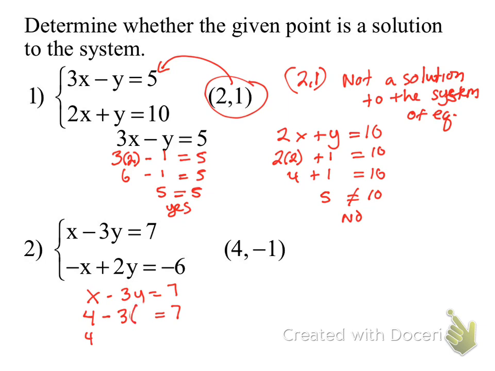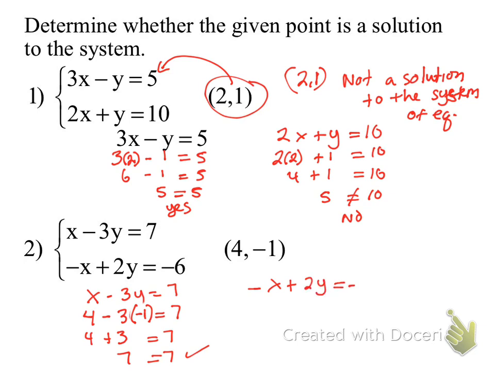So it's 4 minus 3 times -1. It's multiplication. We do multiplication first. So what does it become? 4 minus -3. Minus 3 times -1 is what? Positive 3 equals 7. 7 equals 7. Okay, it works there.